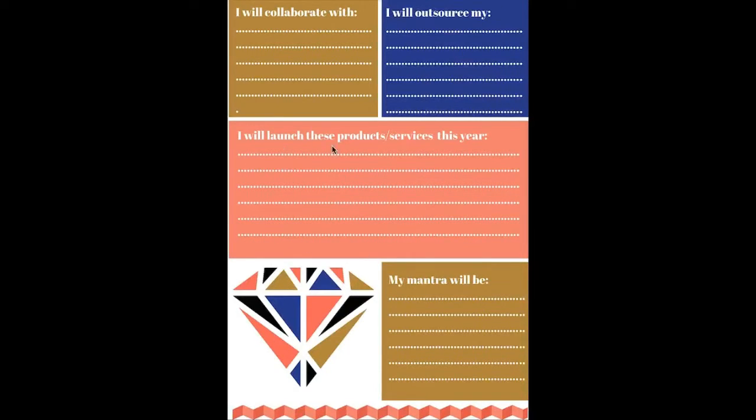Now this kind of big pink section is really critical to your vision. And it's about the products and services that you are going to launch or push or promote this year. Now, I know, like the financial box on the first page, this might also bring up some fear and some anxiety. But we have to start somewhere.